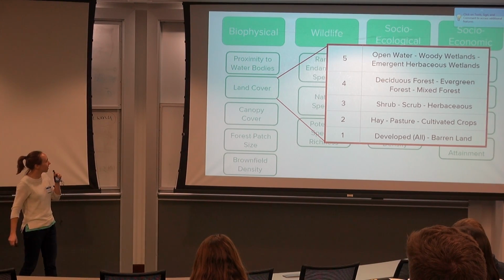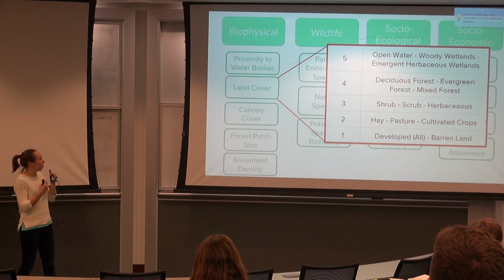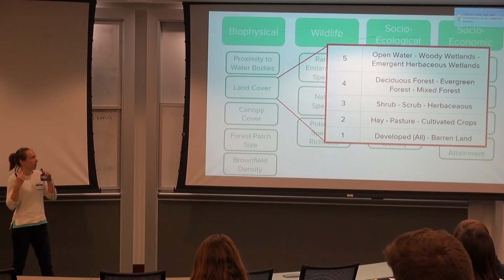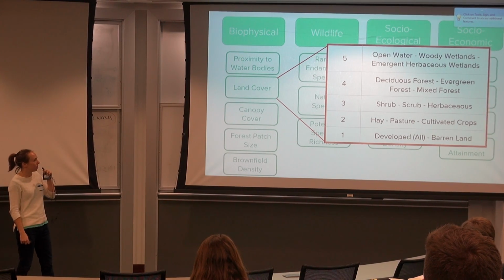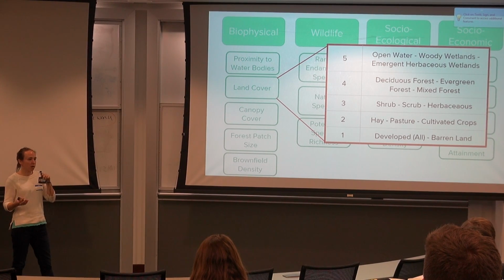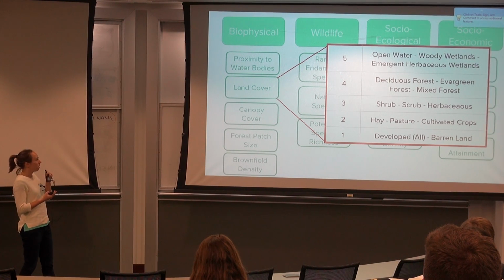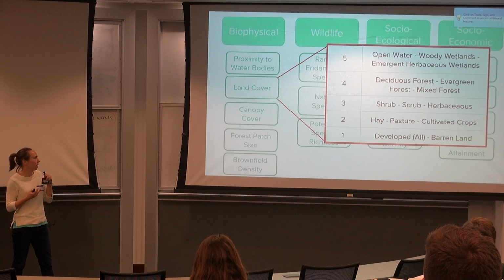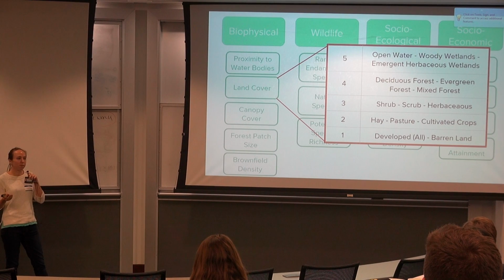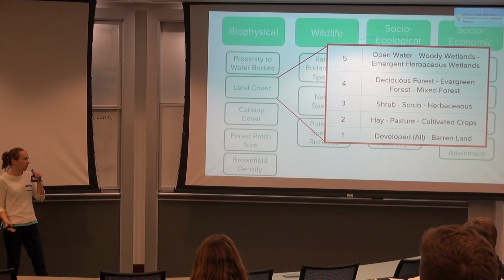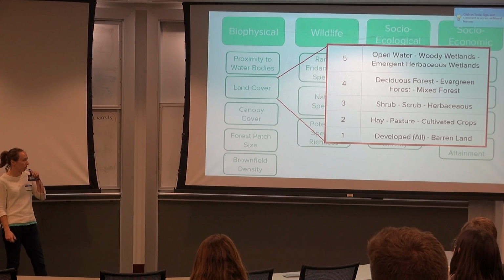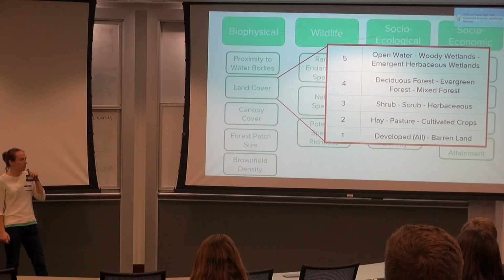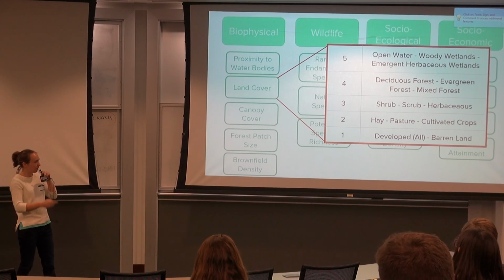But if we just look at land cover, for example, we scored it based on a higher value contributing more to biodiversity. Because of TNC's emphasis on water and wetlands, we gave places with open water, woody wetlands, and emergent herbaceous wetlands a score of 5, and then decreasing down the scoring chart to developed and barren land, which we thought of as having very little contribution to biodiversity potential, receiving a score of 1. So we did this for all of these layers.